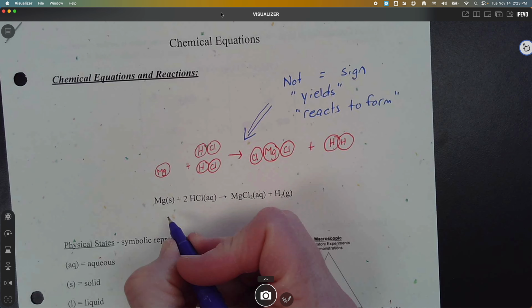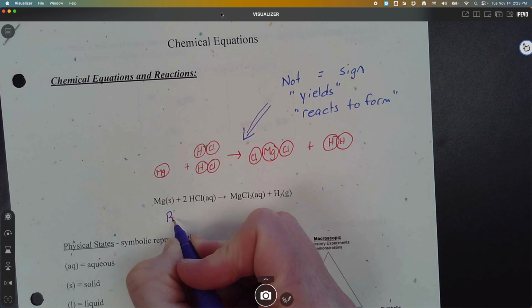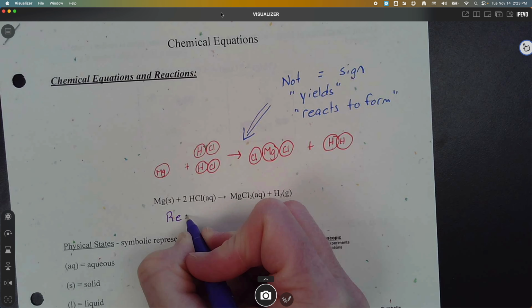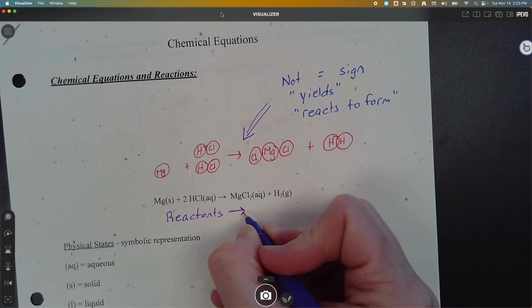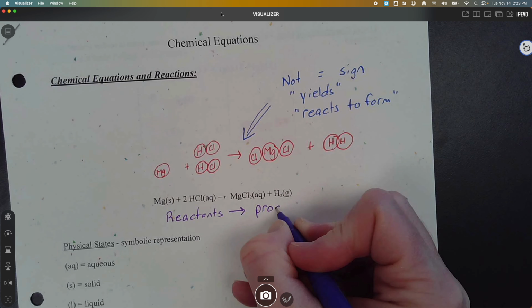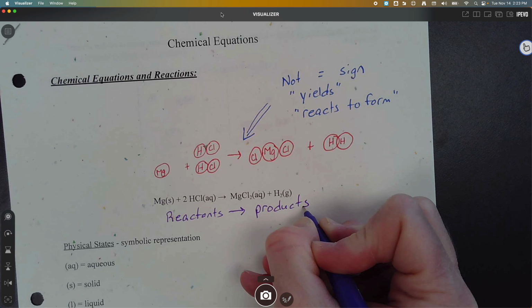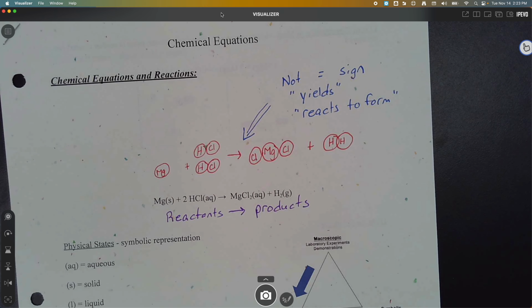When we look at this, the reactants are at the tail of the arrow. Reactants turn into products. And it's typically written left to right, but you will occasionally see where they have it flipped around and they have the arrow going the other direction. So we're looking more at a tip of the arrow, tail of the arrow type situation.